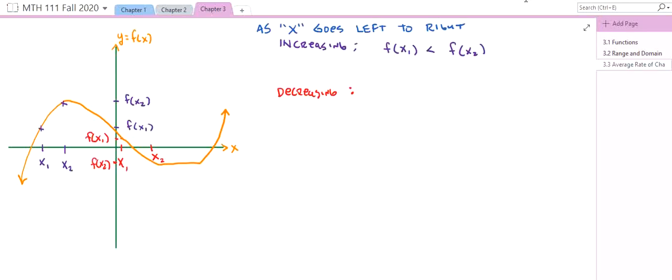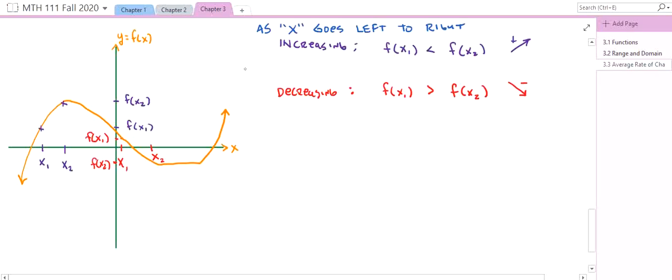So when I have x1, we contact the function up here, and this is f of x1. And when I choose x2, I contact the function down here, and that's the value of f of x2. Notice that f of x1 now is greater than f of x2 when we are decreasing. So when you increase, the slope is going up. When you decrease, the slope is going down. The average rate of change is going down.